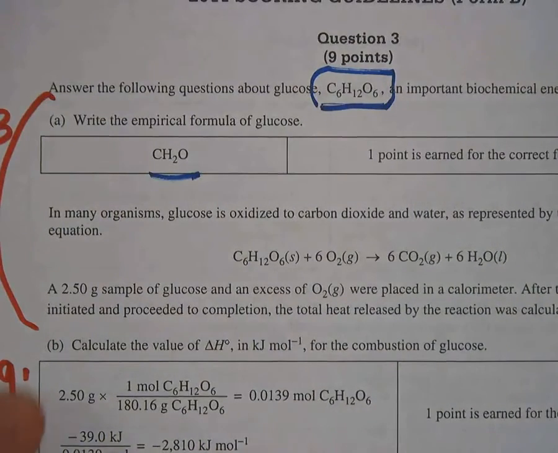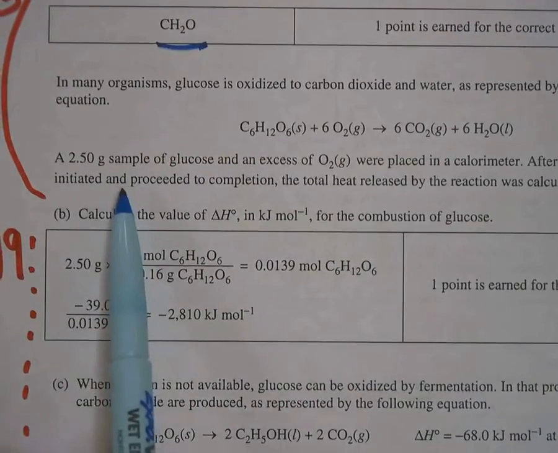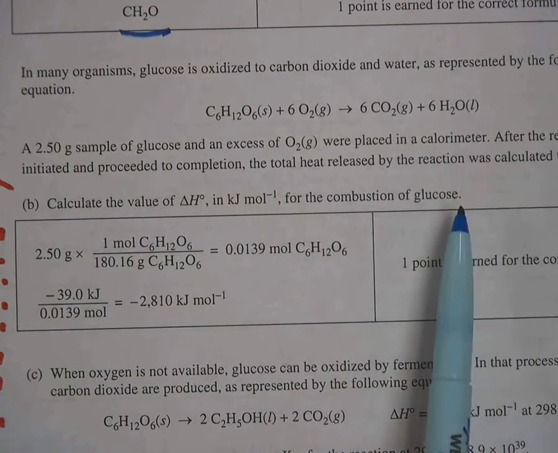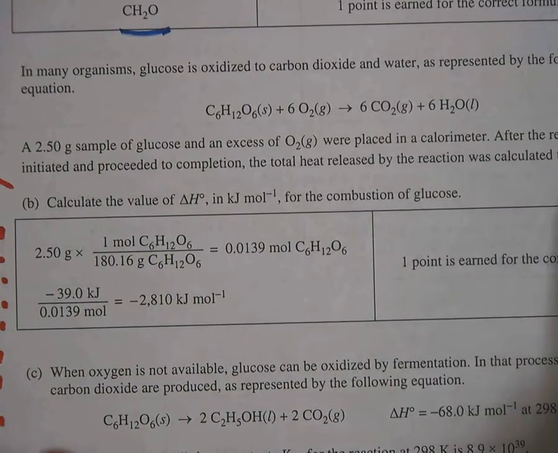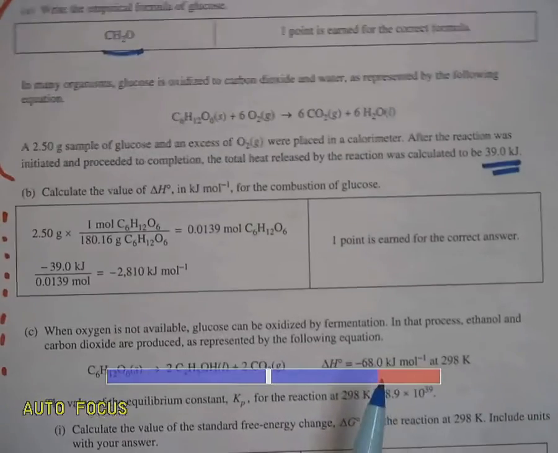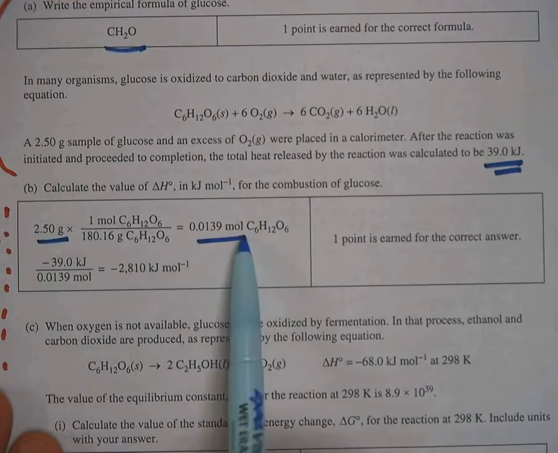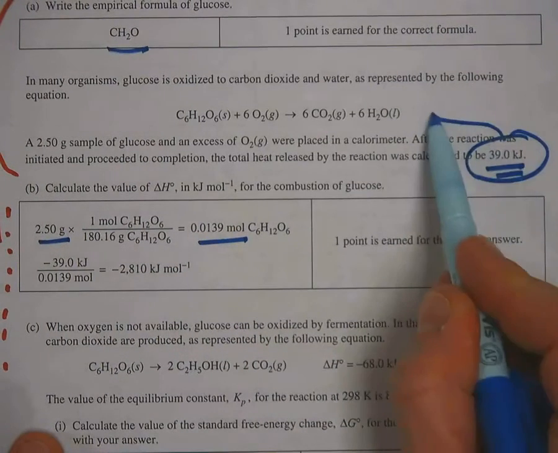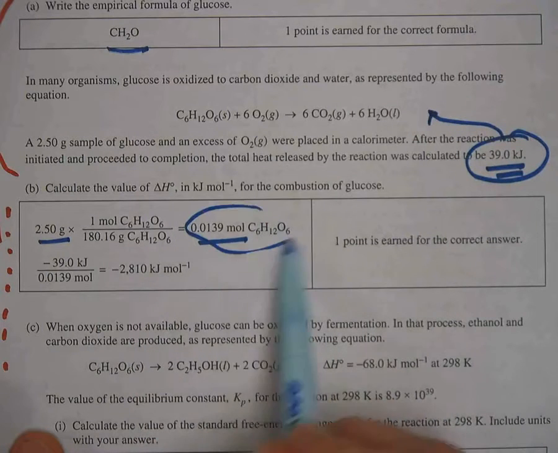Okay? Next question, they say that a 2.5 gram sample of glucose and excess O2 were placed in a calorimeter. After the reaction was initiated, they released 39 kilojoules of energy. I guess I should zoom out a little bit so you can see that. And then the very first thing you need to do, grams to moles. Grams to moles. And then use the mole to mole ratio right here between the 39 kilojoules of energy that's released and the amount of energy that we have.